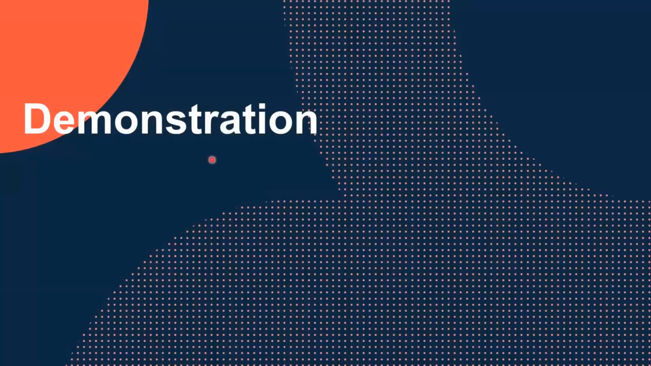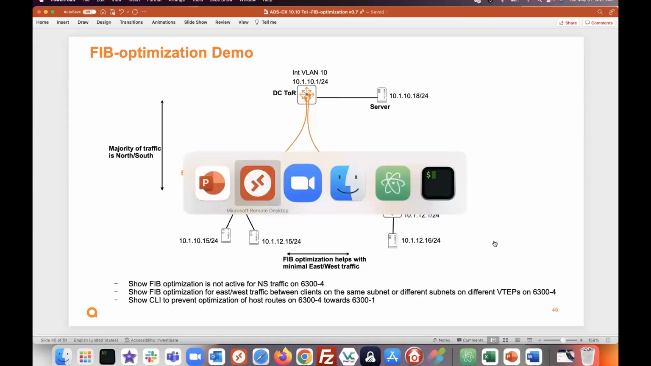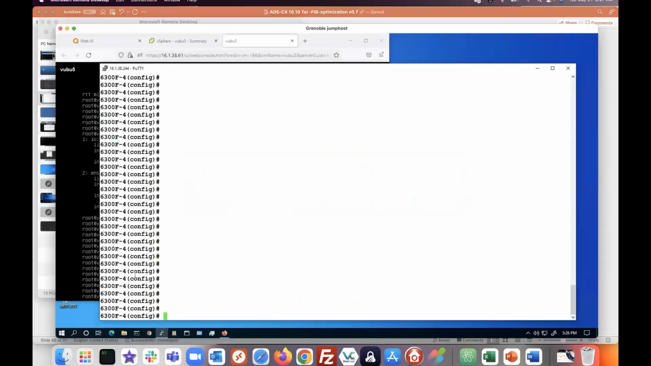And now I will hand over to Daryl for a demonstration. Okay, thanks, Vincent. So this is my demo topology, demo environment. We'll be focusing on the access 6300 number 4. Let me show you the switch. This is what it is.